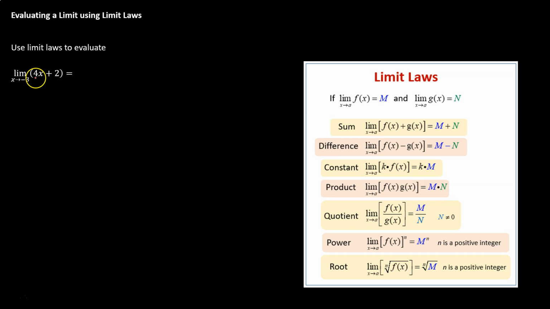I have a function, 4x plus 2, and we're going to calculate the limit of this function. So first, let's take a second and appreciate that we have two terms here, and the two terms are being added together. So we should probably think about the sum law. The sum law says that I can separate these two terms and calculate each limit individually.